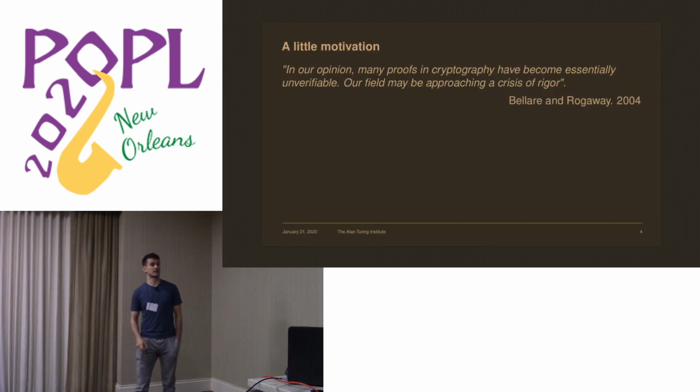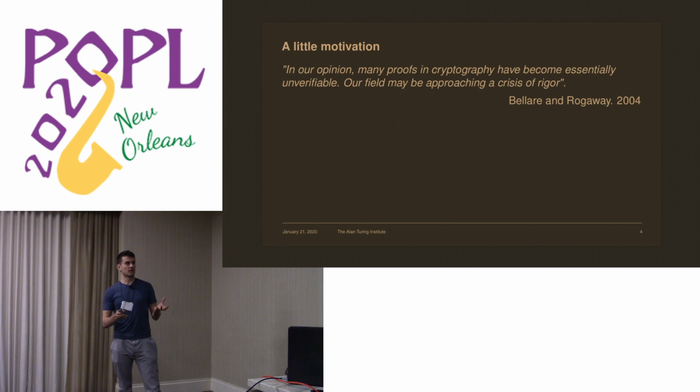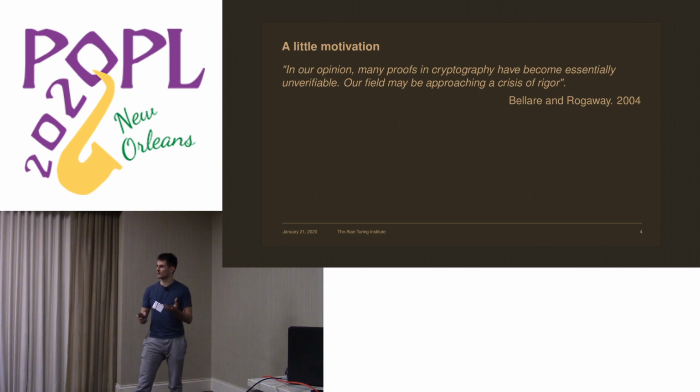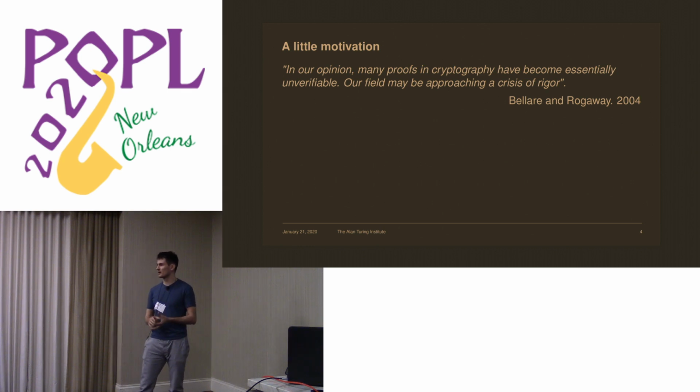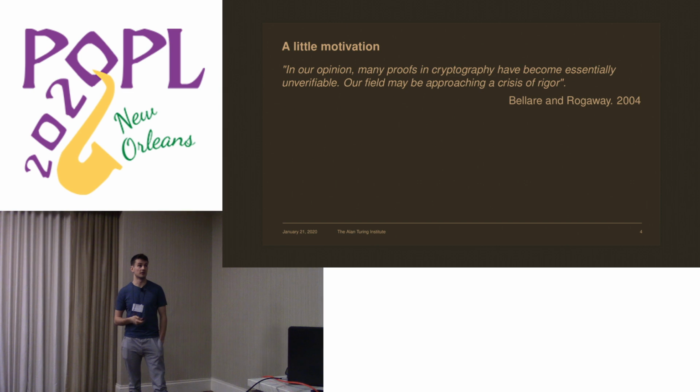So a little motivation. In 2004, Bellare and Rogaway wrote this. They said that in their opinion, lots of cryptographic proofs have become unverifiable, and that the field may be approaching a crisis of rigor. Now, there's a number of different quotes that run along the same lines. But why might the proofs in cryptography be difficult? Well, there's lots of edge cases. Often the proofs are getting quite complex, quite long. So in general, they were finding that they're becoming quite hard to verify.